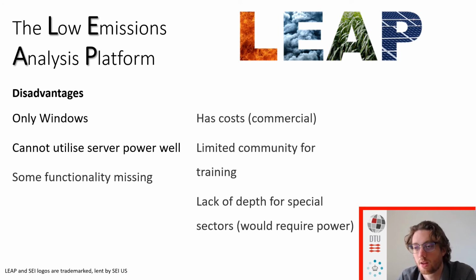There is a lack of depth of special sectors, especially in terms of power. To forecast the electricity supply sector, usually you would want a big optimization model that can maybe even have something like load flow involved, and Leap does not support this. However, these models are very expensive and very big and cannot be run on even desktop hardware. So that is a server side mostly thing.